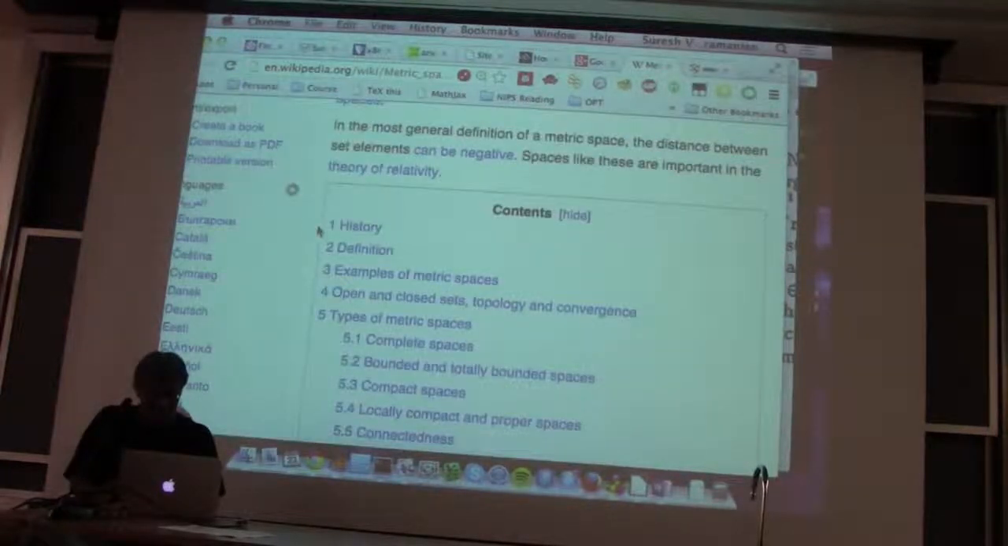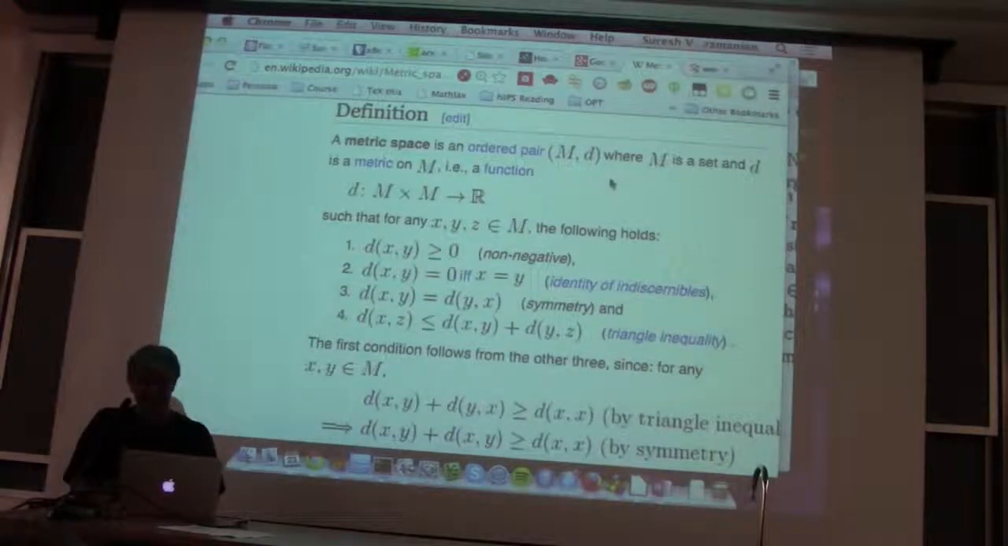So a metric space, what's the definition? A metric space is an ordered pair, M is a set, D is a function. Yeah, that looks like it takes two things and produces a number. So the set has its properties.